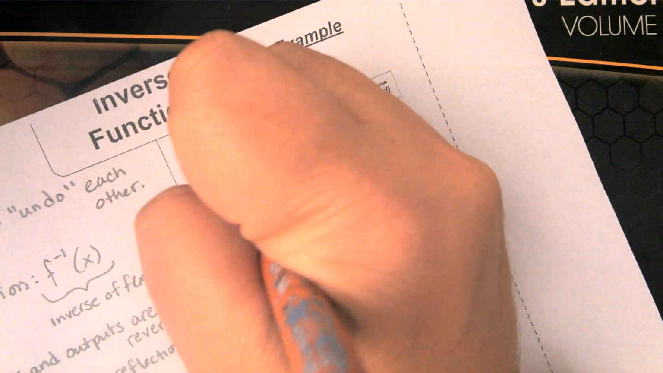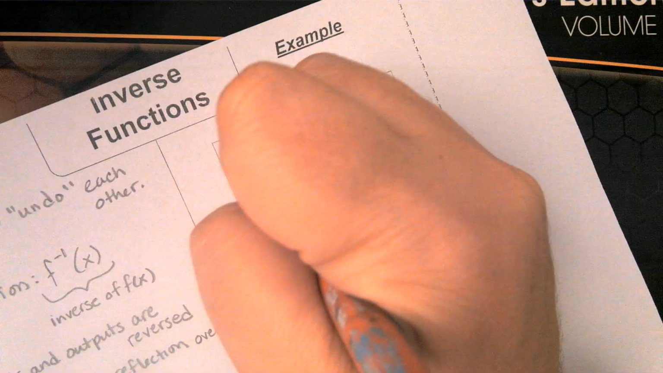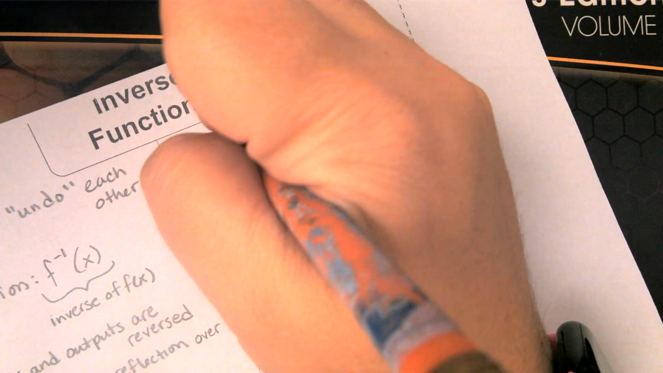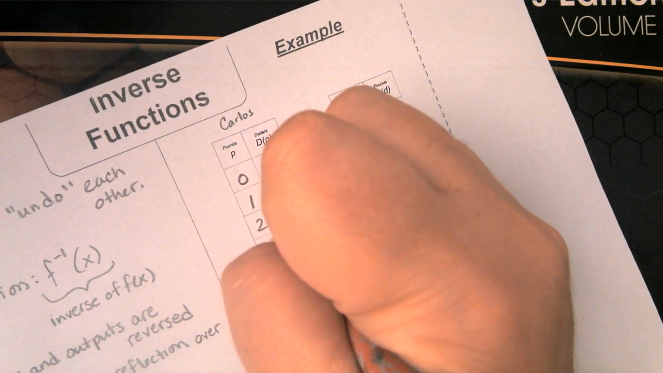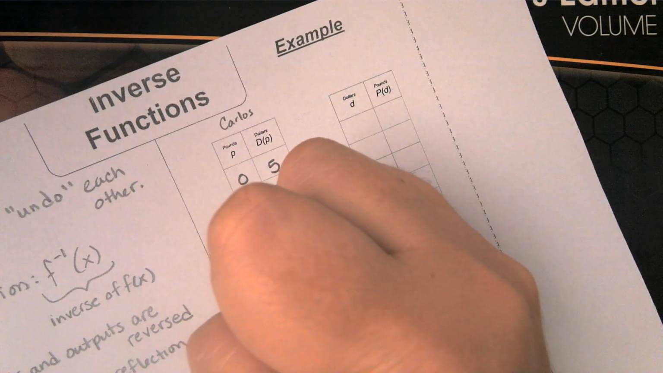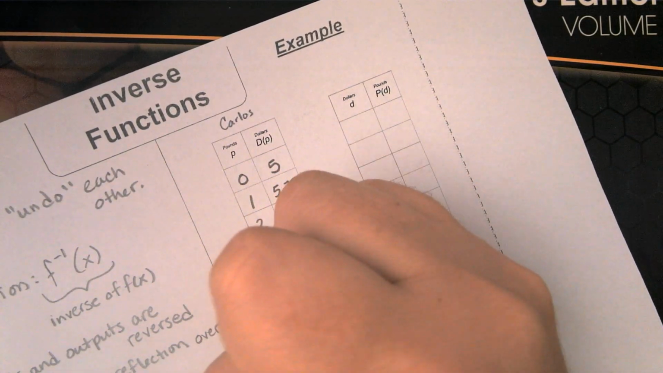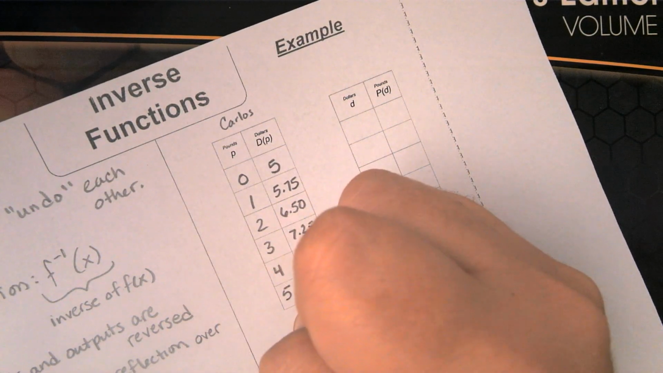So we had our first one started at 0.5, then it went 1, 5.75. This was Carlos, if you want to title it. Then 2, 6.5 or 6.50. 3, 7.25. 4, 8. If we extend it one more, it's 5 and 8.75.